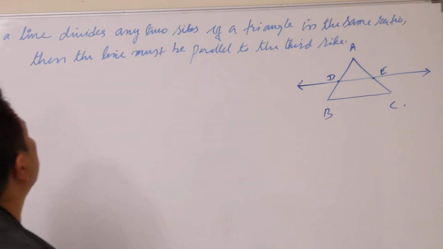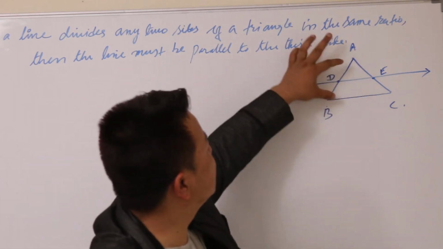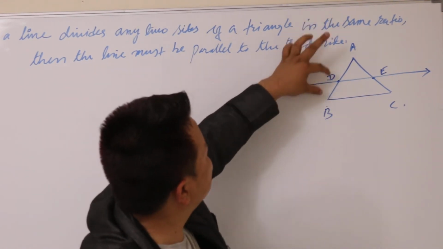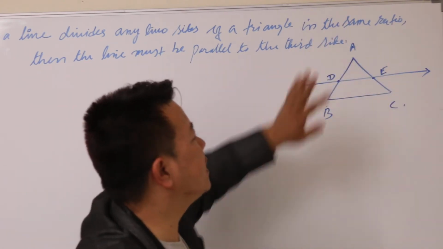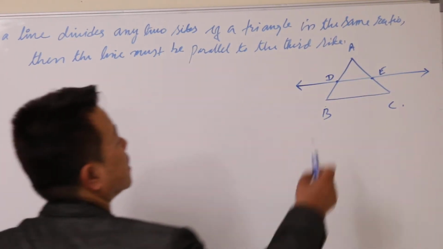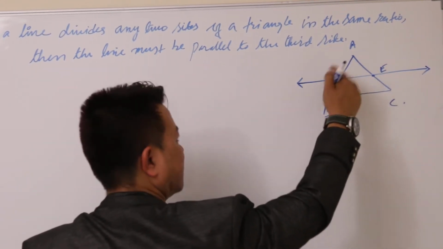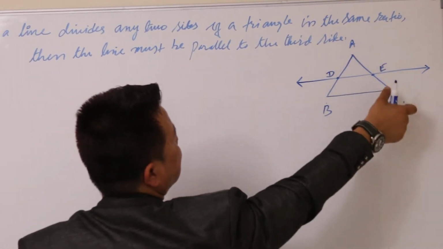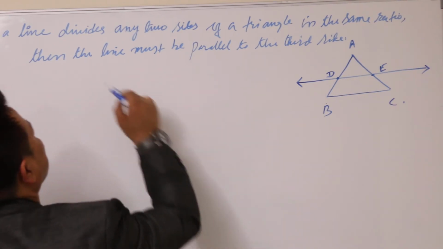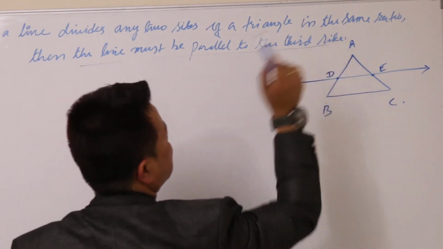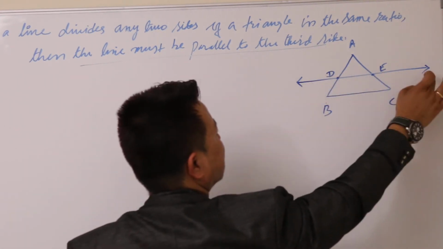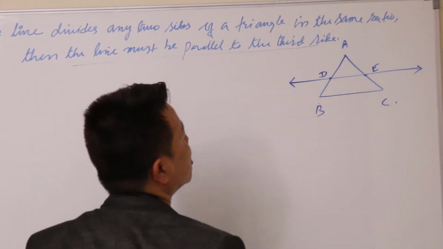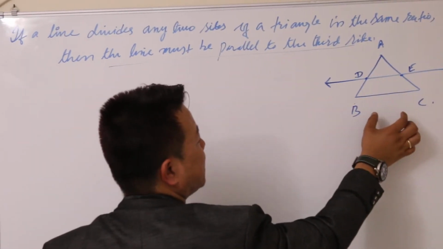So according to our theorem, if this line divides these two sides of a triangle in the same ratio, it means the ratio AD by DB is equal to AE by EC. It is already given in our theorem. So if any line divides the two sides in the same ratio, like AD by DB is equal to AE by EC, then the line must be parallel to the third side. That means this line DE should be parallel to the third side. What is the third side here? BC. So we have to prove here DE is parallel to BC.